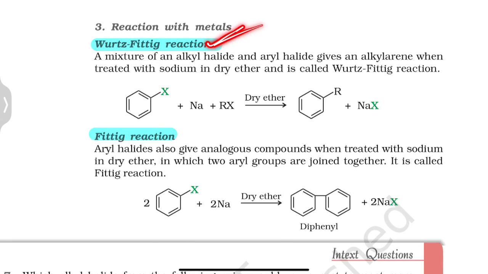So next we have Woods-Fittig reaction. So here in Woods-Fittig reaction, what you will be taking is aryl halide and then alkyl halide in the presence of sodium in dry ether. So you will be getting this alkyl group attached to the aryl group. So this is the product which is formed in the Woods-Fittig reaction.